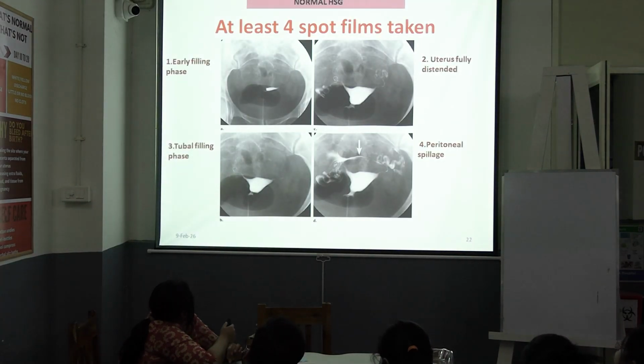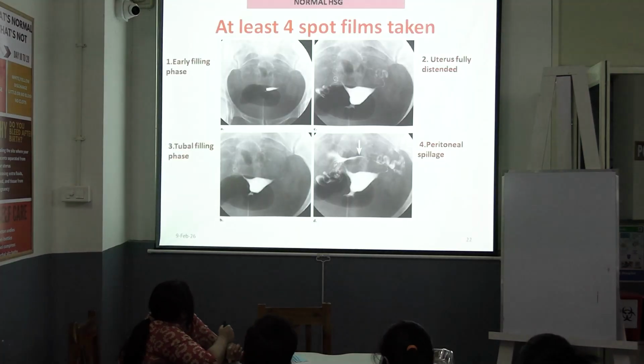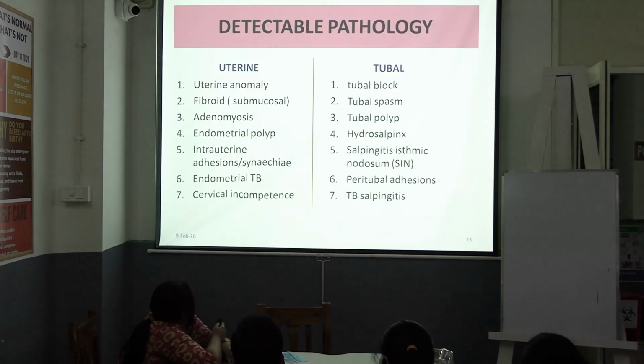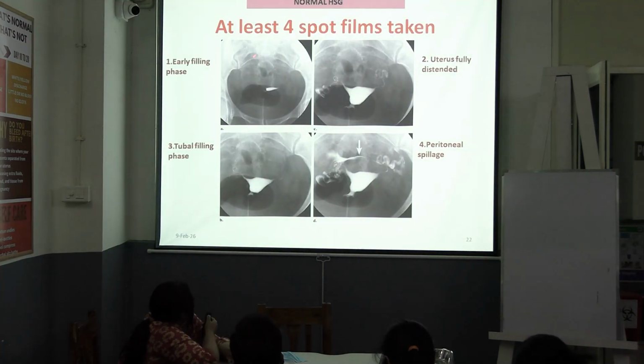So, these are the four films which are taken. This is the early filling phase, when only the radio contrast material has filled up the uterine cavity. Then the uterus is fully distended, and some part of the fallopian tube is also distended. Now the tubal filling phase and peritoneal spillage. See, there is this peritoneal spillage.